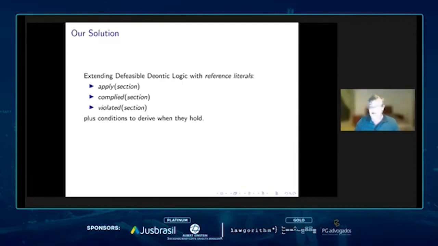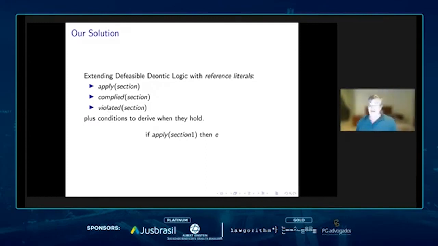Well, our solution is, we don't want to replace with a logical structure, but we want to just represent them. So what we do is we start with defeasible deontic logic, and we extend it with reference literals. So we will have expressions in the language such as applies section, complied section, violated section, and then the logic is extended with conditions that allow us to determine when applies, complies, violated hold in a particular situation. And this is what we're going to do in the rest of the presentation.